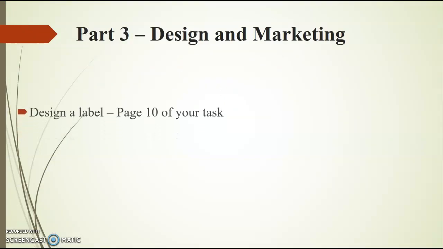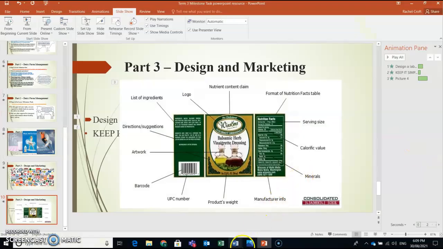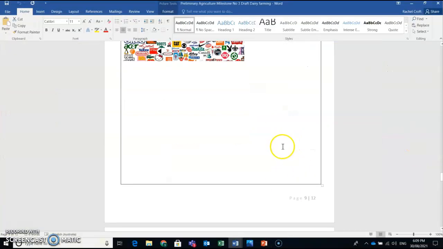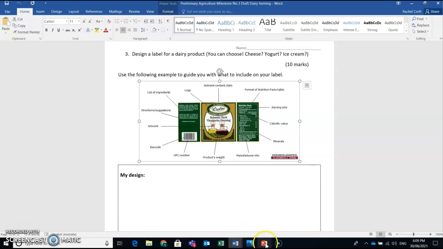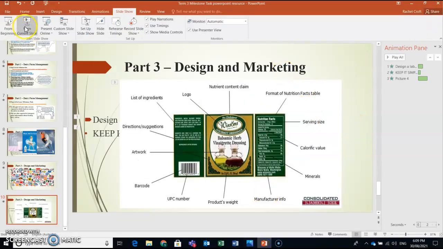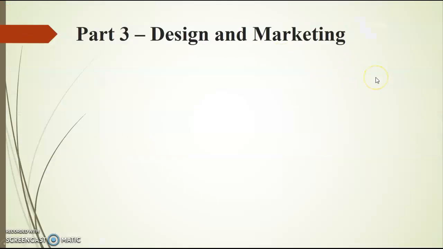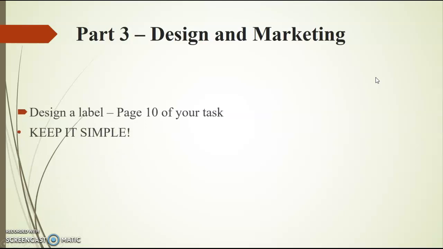So the next part of your task can be found on page 10 of your particular task, and it looks like this. It's designing a label for a dairy product. So let's talk about what makes a really good label. Keep it simple, you guys. That is the main objective of designing a really, really good label, is to keep it simple.